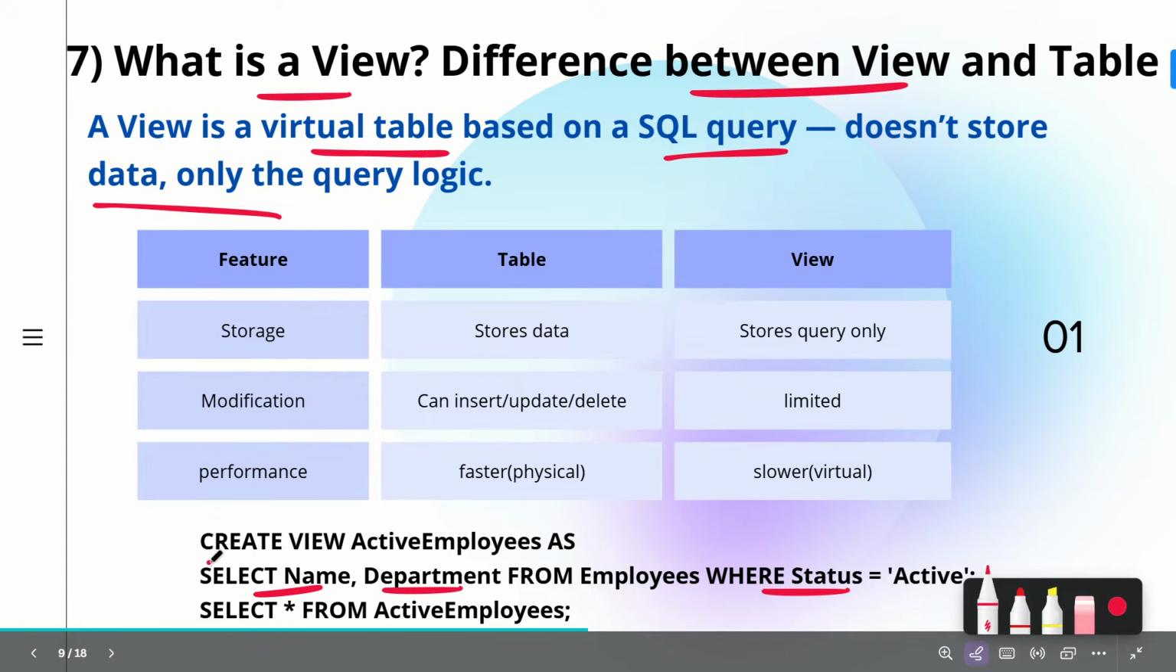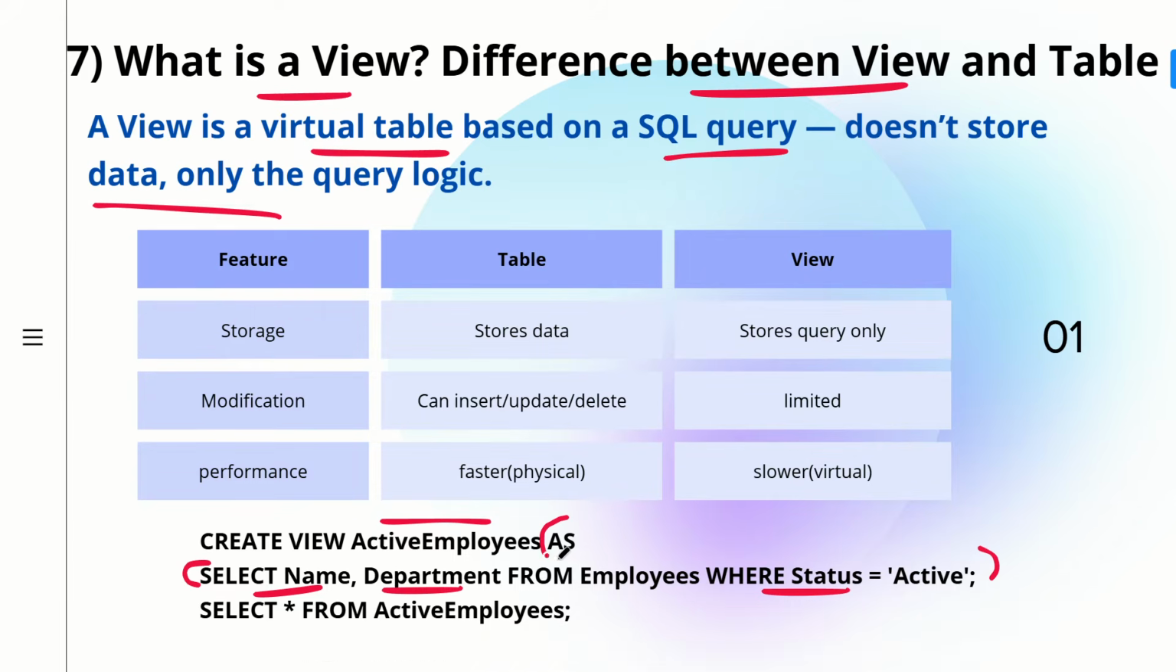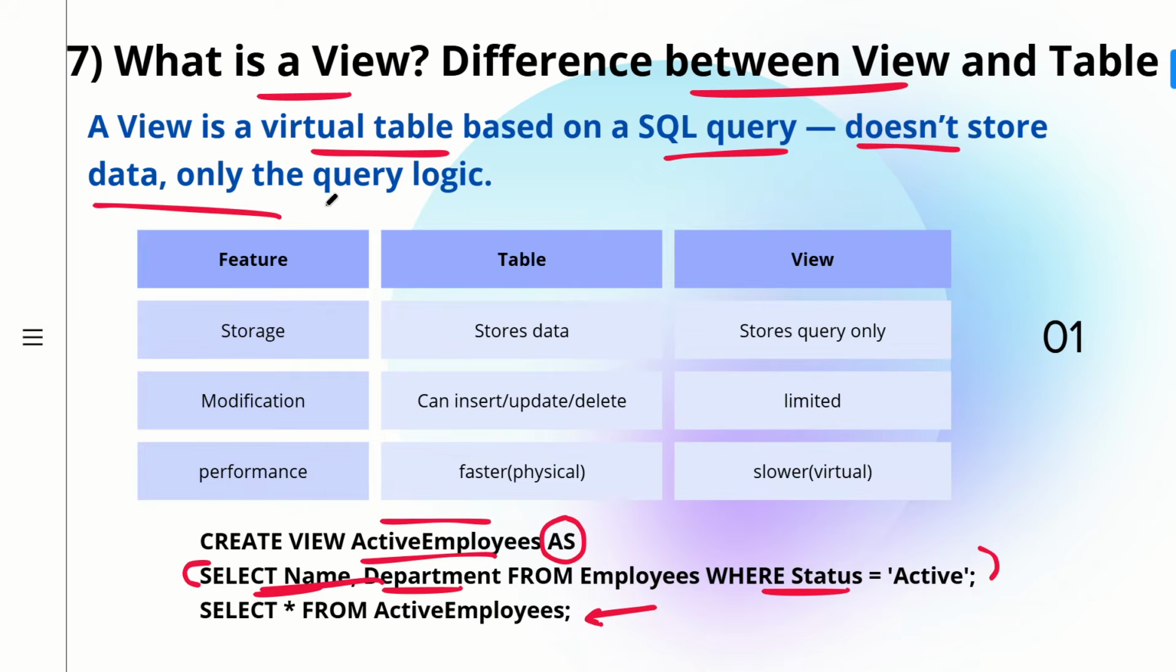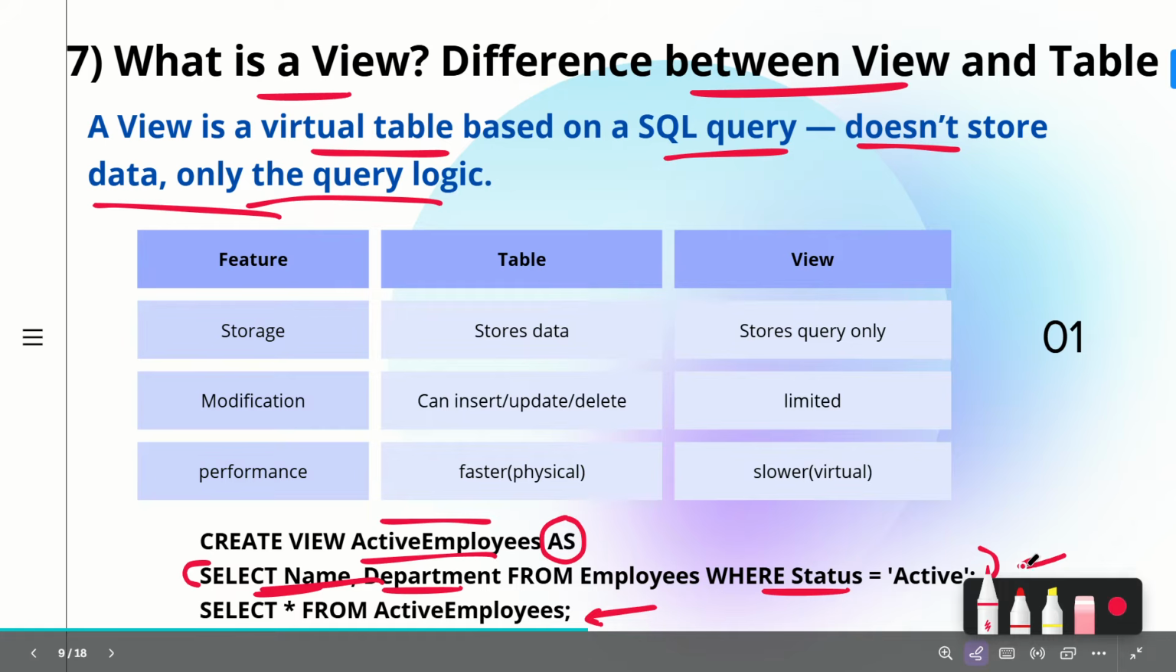This is our normal query, right? And then we are creating a view: create view active employees as, and after as we have written our query. So this active employees view is going to store the query logic which we have written below. Then whenever we want to see the view, we can directly write select star from active employees. So this is what is written in the definition, that it doesn't store data, it is only storing your query logic. Here we saw that it is storing the query logic, and we have seen how we can access our view.